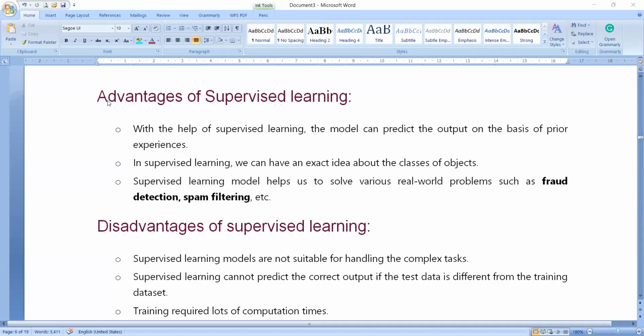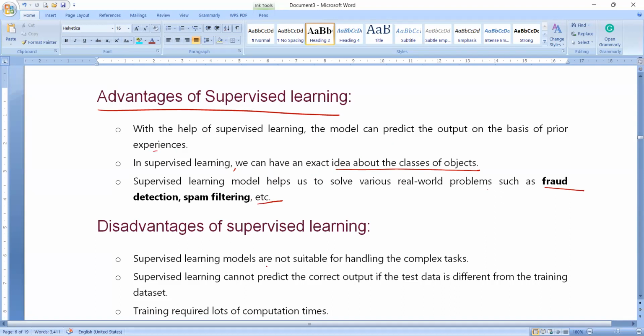What are the advantages of supervised learning? With the help of supervised learning, the model can predict the output on the basis of prior experiences. In supervised learning, we can have an exact idea of classes of objects. And supervised learning models help us to solve various real-world problems such as fraud detection, spam filtering, etc.